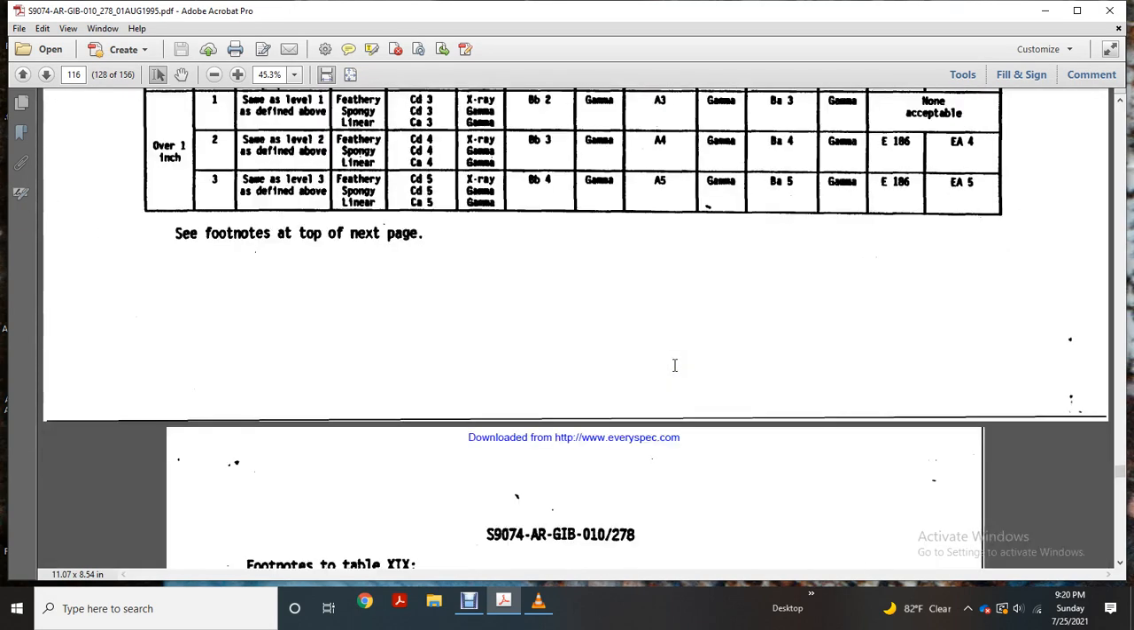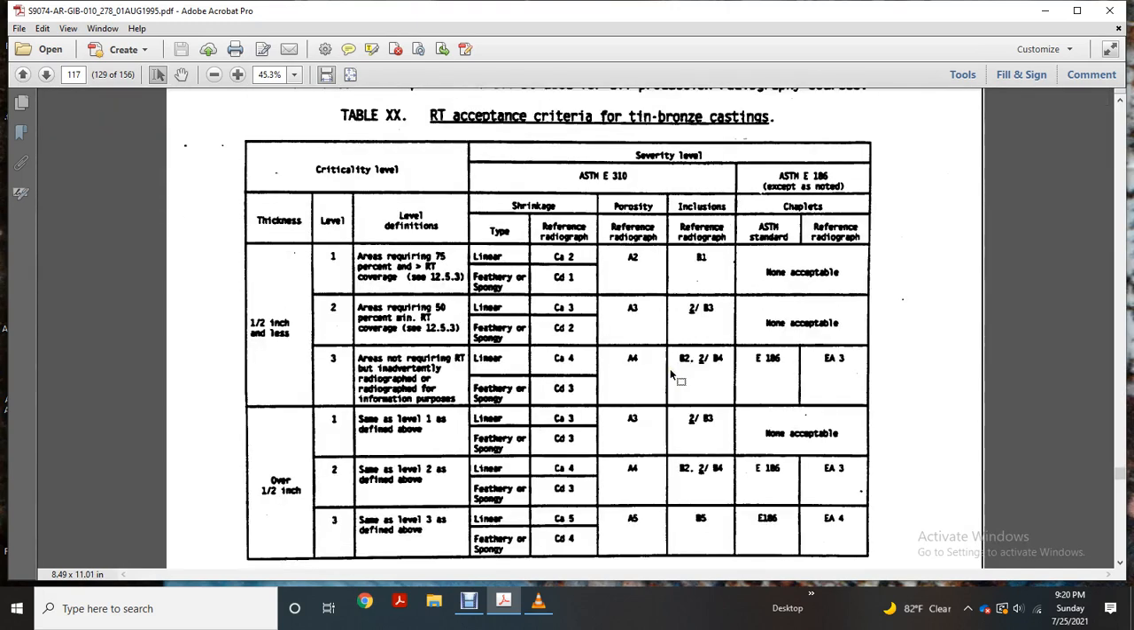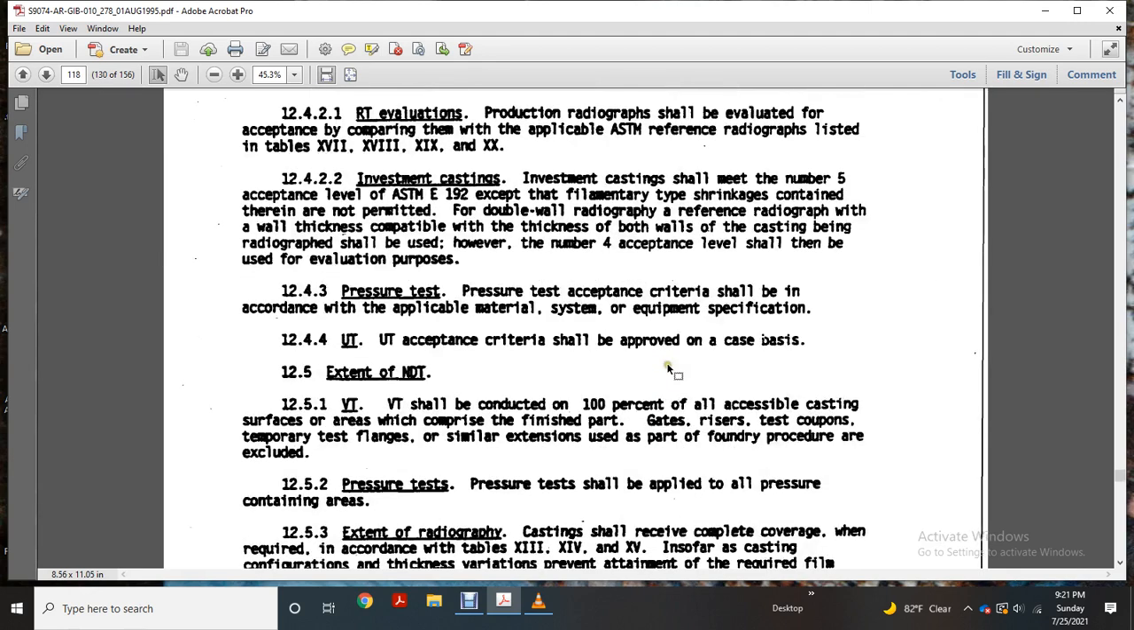Alright, and then it shows it again, so it goes on. Then it goes in the footnotes, and then Table 20, which is radiographic criteria with the bronze casting thickness level, a double definition, shrinkage type of the reference radiograph, and porosity inclusion, chaplets, ASTM standard performance radiograph, ASTM E286.